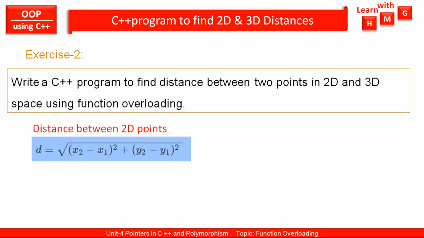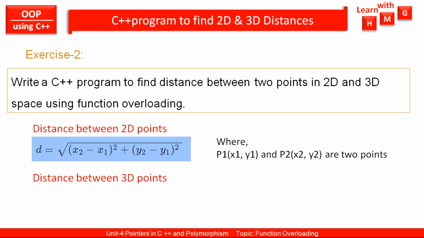So our functions will be implementing this particular formula. The distance between 2D points is calculated like this. This is the formula, that is distance d is equal to square root of (x2 minus x1) square plus (y2 minus y1) square, where x1 and y1 are the coordinates of point P1 and x2 and y2 are the coordinates of point P2 in two-dimensional space.